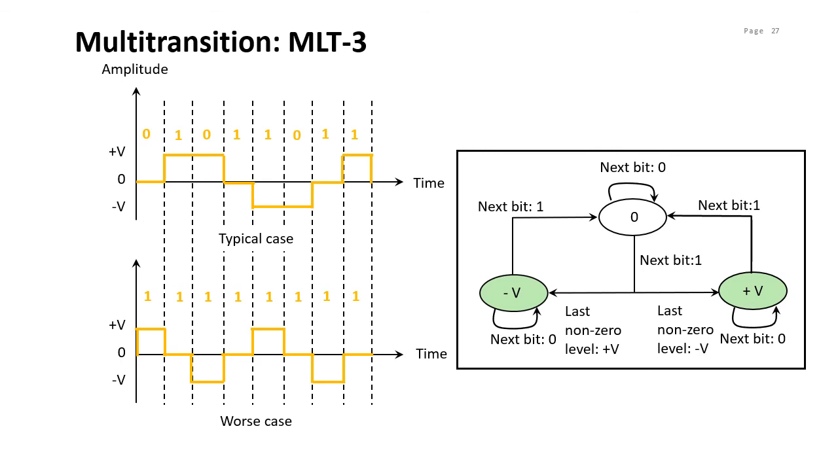This makes MLT3 a suitable choice when we want to send 100 megabit per second on a copper wire that cannot support more than 32 megahertz, because frequencies above this level create electromagnetic emissions. As you can see here, we have repetition of every 4 bits, and this is the worst case scenario.